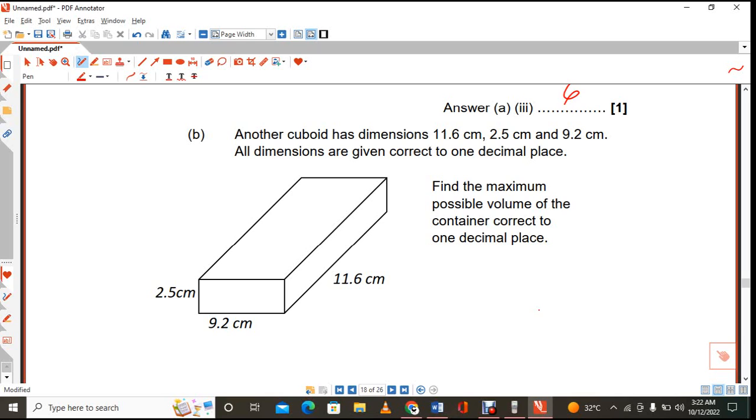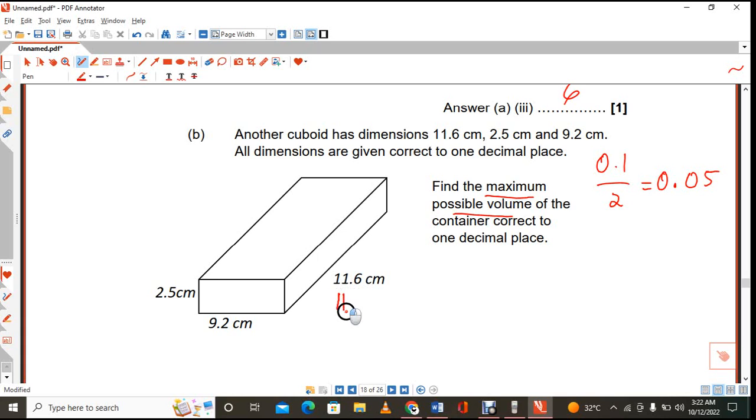All these measurements are given to one decimal place. Find the maximum. So to one decimal place, so one decimal place is 0.1. You divide the answer by 2. That gives you 0.05. So because they're saying maximum possible volume, you're going to find the upper bounds of each of the areas.